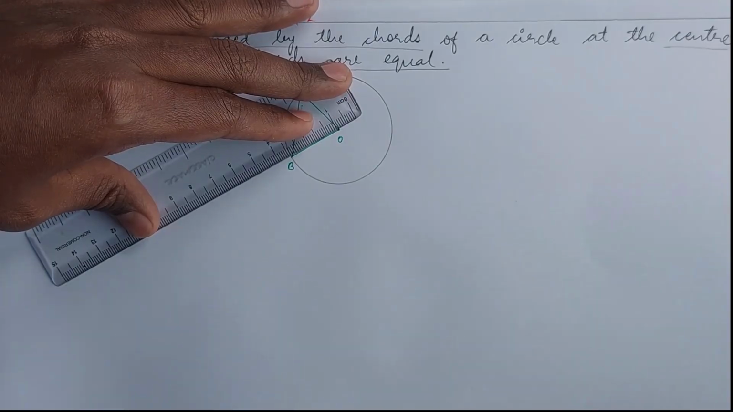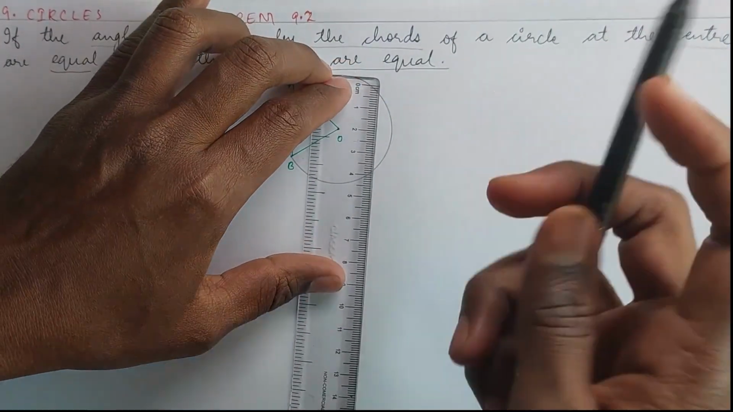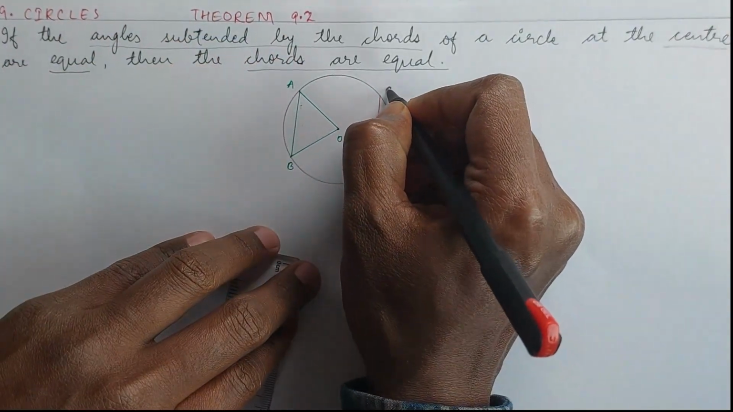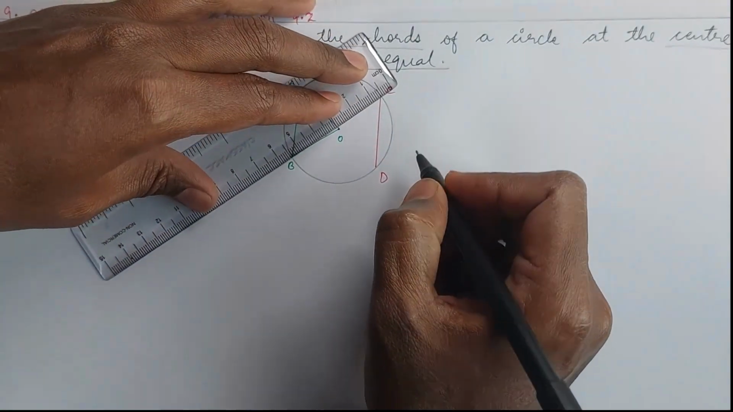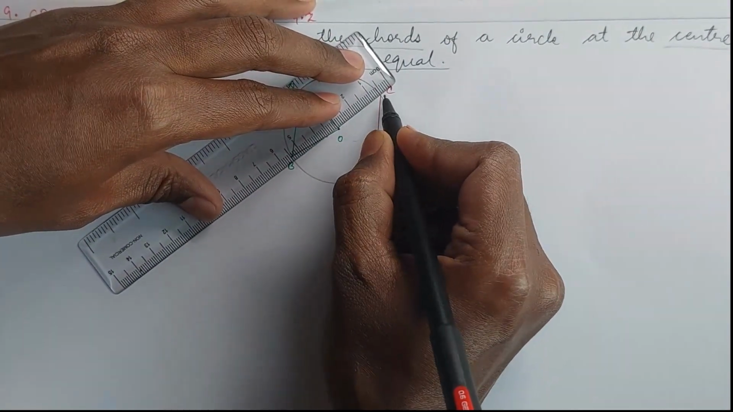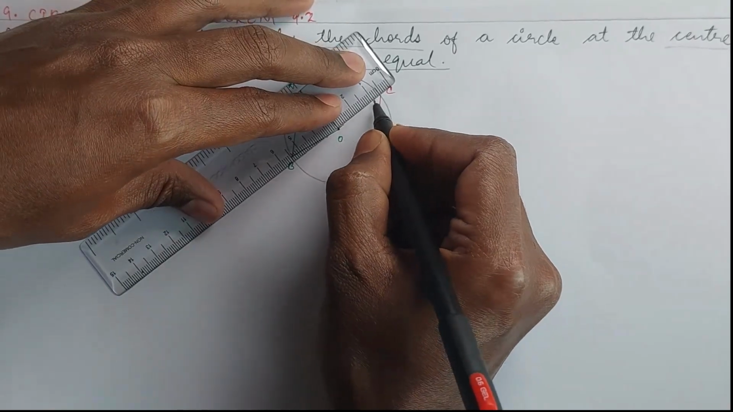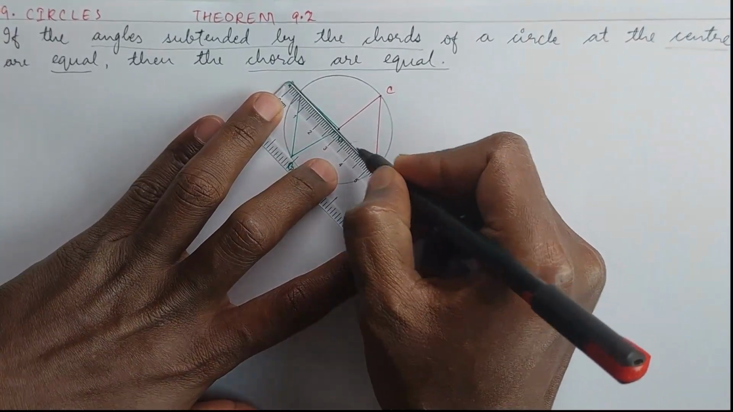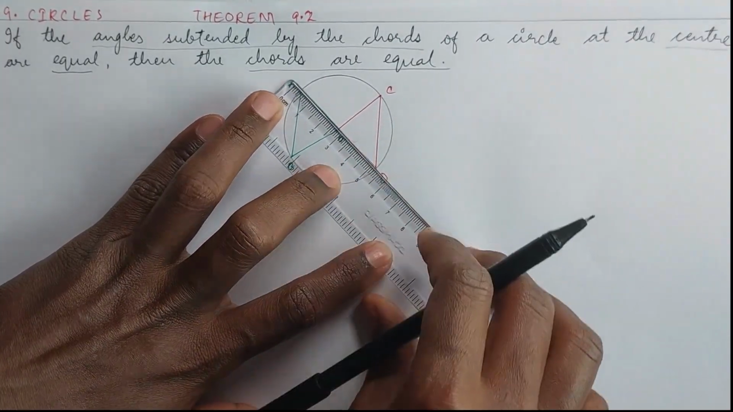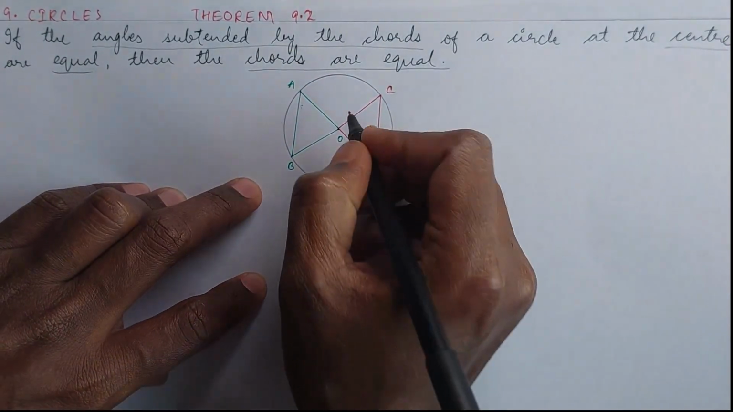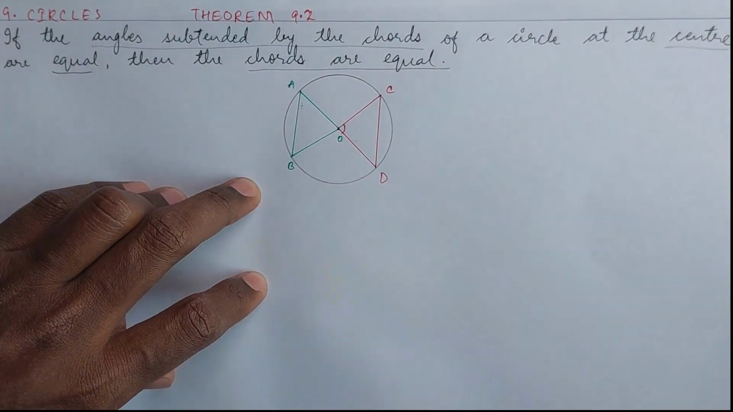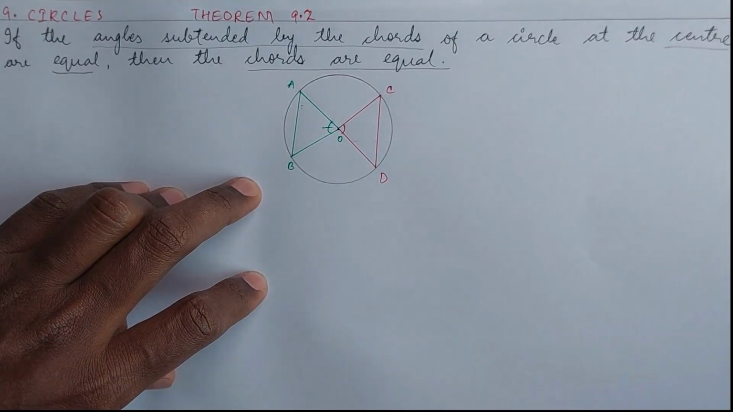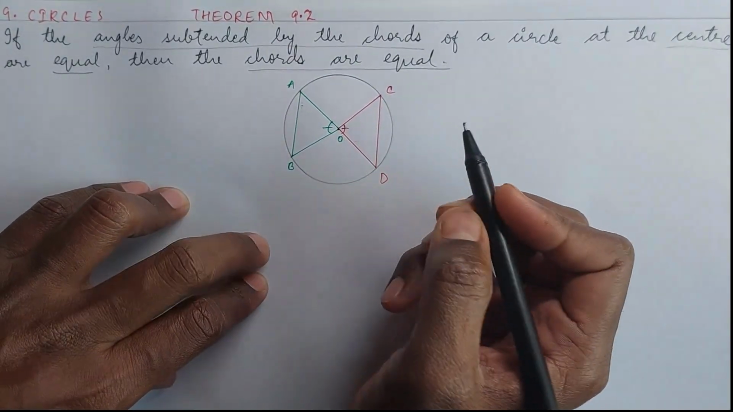Then we will draw one more chord. Let us name it CD. Let us join it with center. So C with center O and D with center O. Okay, so we have got two triangles here and we have got two angles here. This angle is equal to this angle.